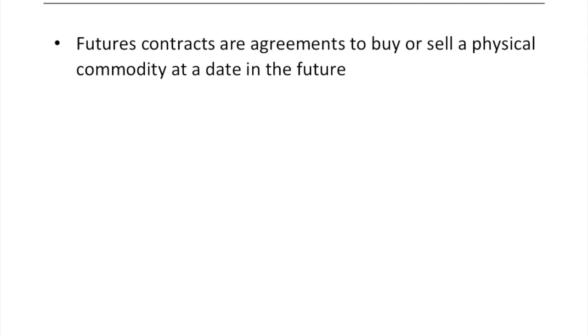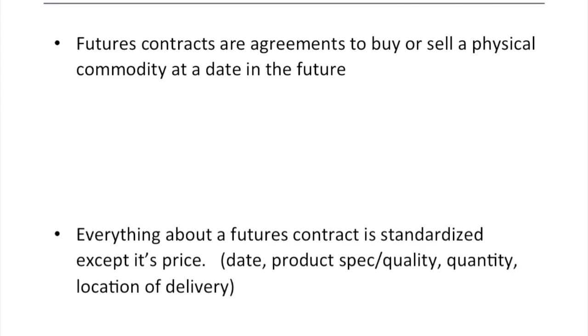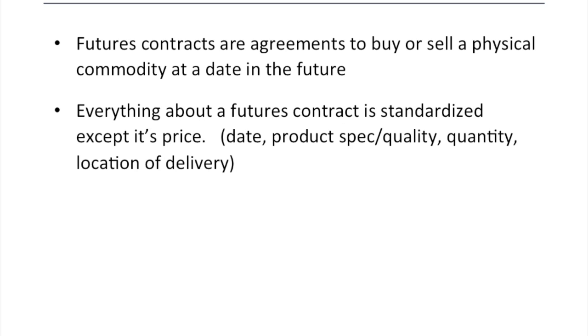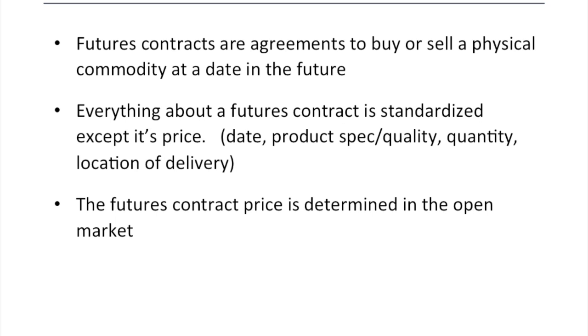What is a futures contract? Futures contracts are agreements to buy or sell a physical commodity at some date in the future. Everything about a futures contract is standardized except its price. The date, the product quality, the quantity, and the location of delivery are all standard items and are not negotiable between two parties. The reason they are standardized is so they can be traded freely among more than two parties.